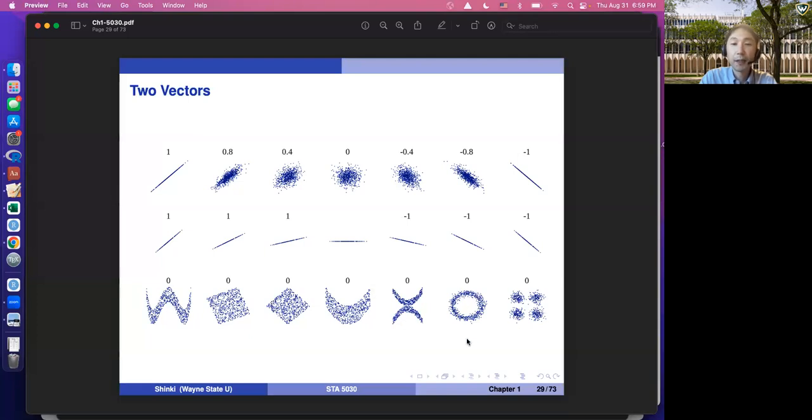So that means a correlation coefficient of 0 does not mean there is no pattern. We have some pattern, but the correlation coefficient of 0 does not mean it does not have any pattern. Even if some pattern is there, we still sometimes have a correlation coefficient of 0. Any questions so far?